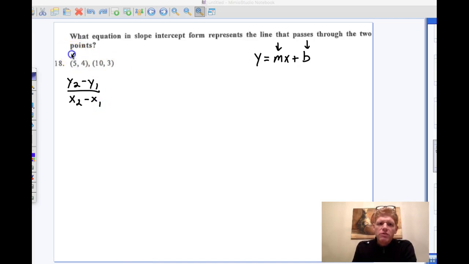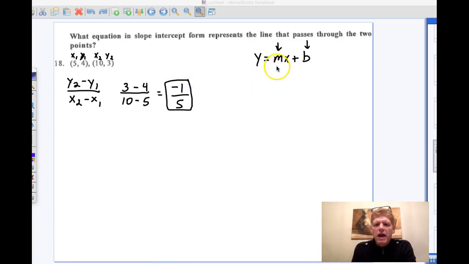We'll label these just for the sake of seeing them better. x1 and y1, x2 and y2. y2 is 3 minus y1, which is 4. And then x2 is 10 minus x1, which is 5. 3 minus 4 gives us a negative 1 over 5, and that is our slope. That means we are halfway there. We have our slope. We just need to find the other point.